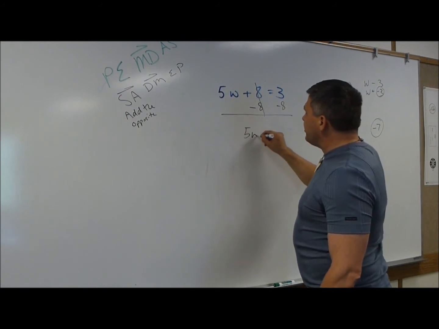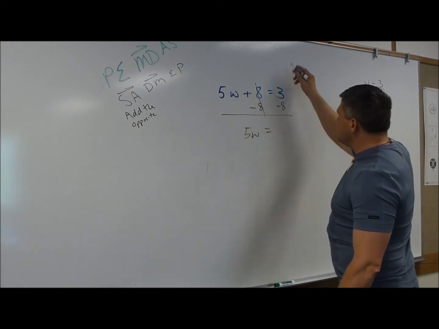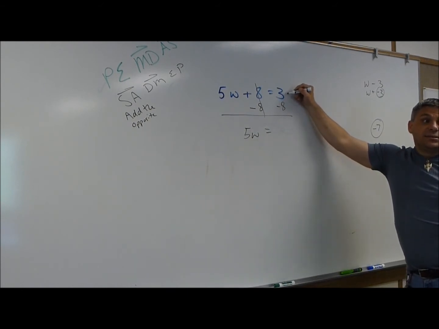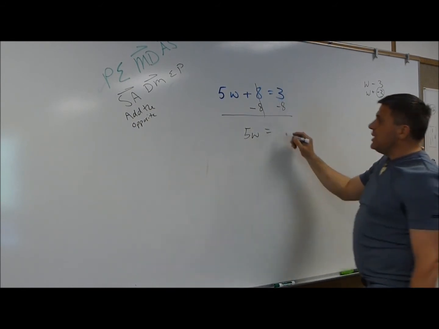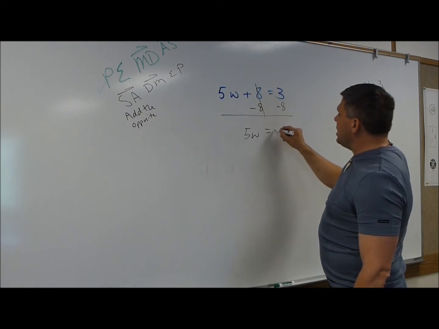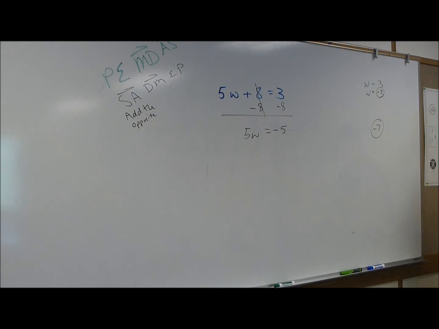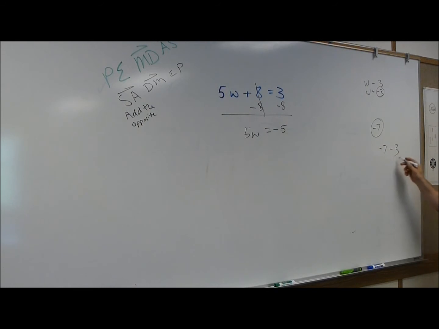So all I'm left with is 5w is equal to, and negative 8 plus 3 gives me how much? Negative 5. Okay? And when I'm adding it, it's easier to see that. Sometimes when we're subtracting, like I said, if we had a negative 7 and I subtract 3 from it, a lot of people are going to see that as 4. And that's not 4. That's negative 10.